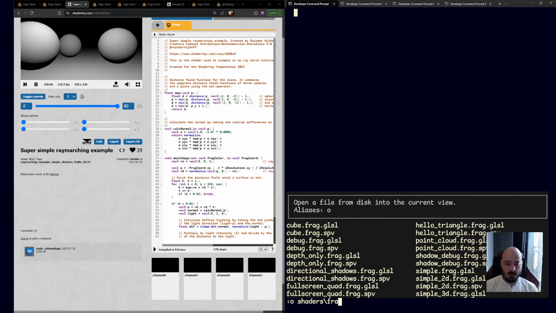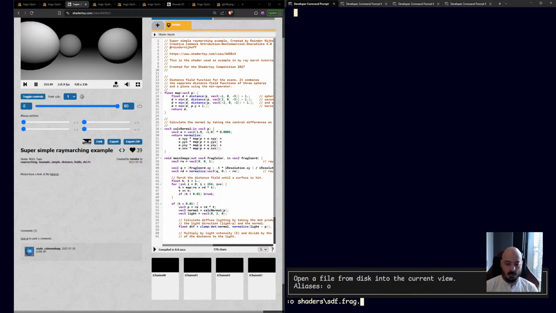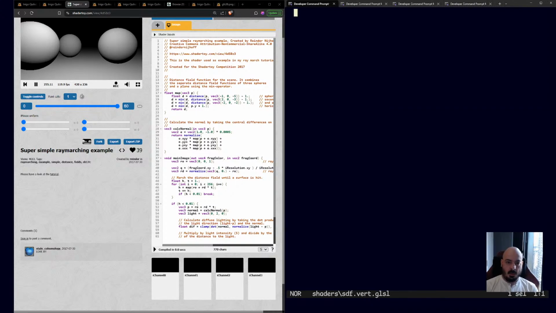Frag, sdf.frag.glsl. Okay, I do know what's going to be in here. It's going to be making a rectangle on the screen, because that's what we need to draw the fragments on.